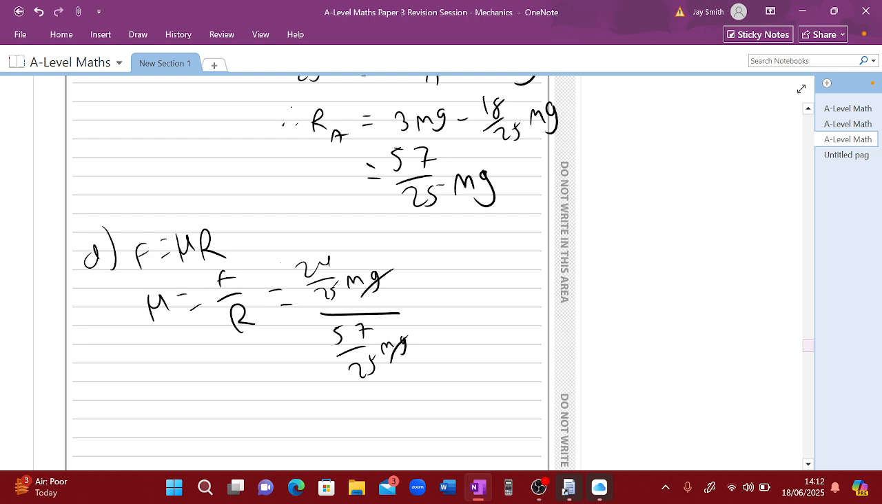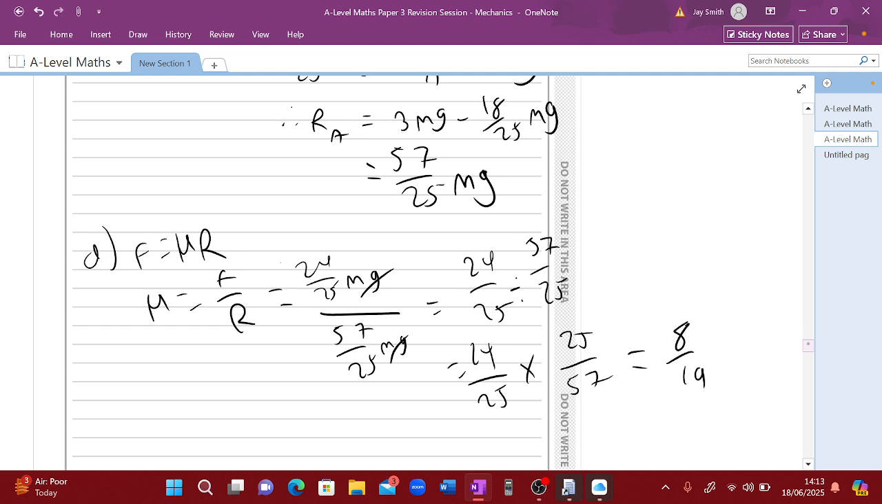Now again, the mg's cancel, but if you've got a fraction like this, you could put it in the calculator, that's fine. But this is saying 24/25 divided by the fraction 57/25. So you do KFC: keep, change the sign, flip the second fraction, and that will go to 8/19. And that'd be the same if you just plug that into the calculator. So therefore, mu is 8/19. Okay, cool.